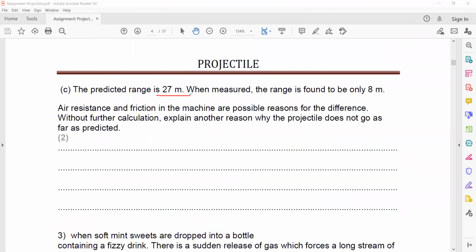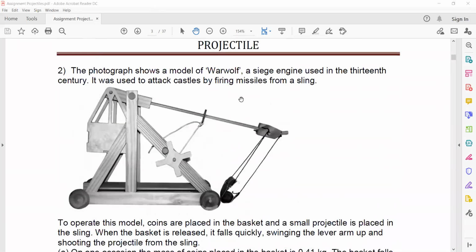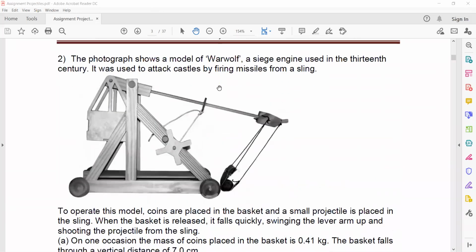The predicted range is 27 meters, but it is found to be only 8 meters. The air resistance and friction of the machine are possible reasons. Without further calculation, explain another reason why a projectile does not go as far as predicted. Because, like in the photograph showing the machine, there is a transfer of energy, and it also depends on the point where it is released. The predicted range is 27 meters.